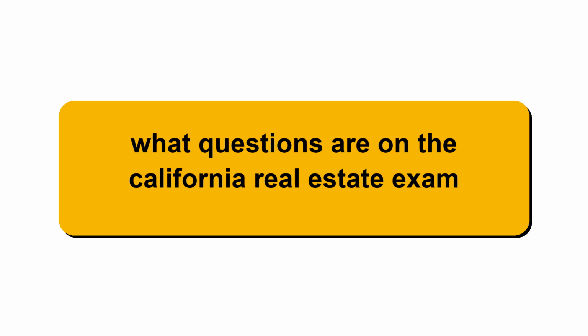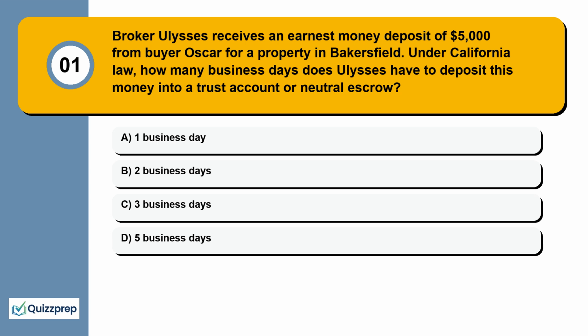What questions are on the California real estate exam? Question 1. Broker Ulysses receives an earnest money deposit of $5,000 from buyer Oscar for a property in Bakersfield. Under California law, how many business days does Ulysses have to deposit this money into a trust account or neutral escrow? 1 business day, 2 business days, 3 business days, 5 business days.